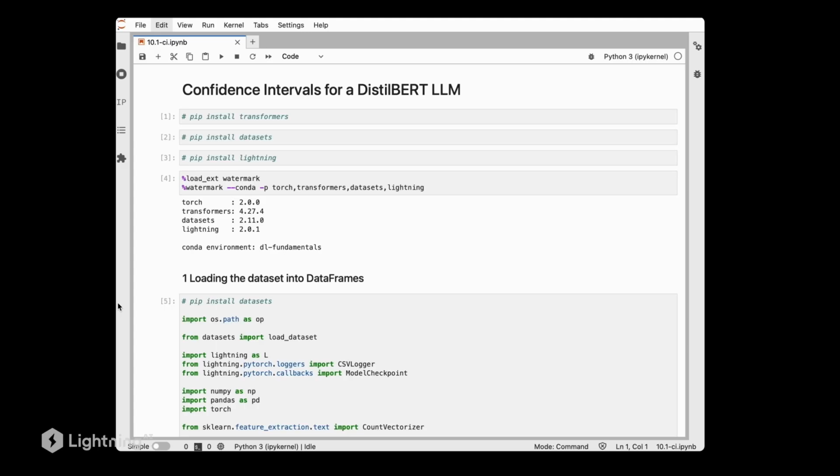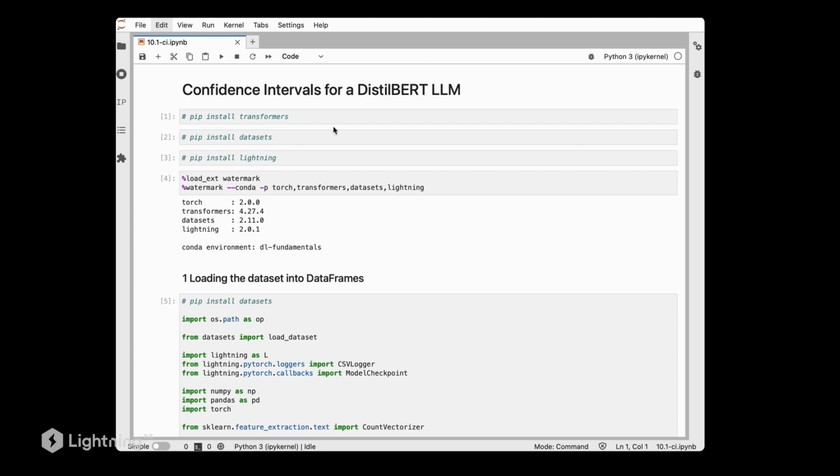So in the previous video, we introduced confidence intervals. However, how do we construct these confidence intervals in practice? Let me show you how with a hands-on coding example here. So for this video, we are going to assume we already pre-trained our large language model, and now we are interested in constructing confidence intervals for the test set accuracy.